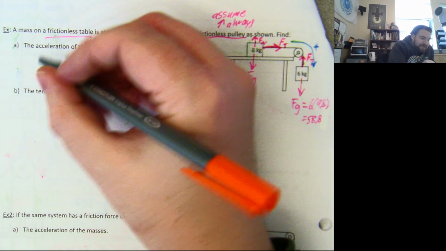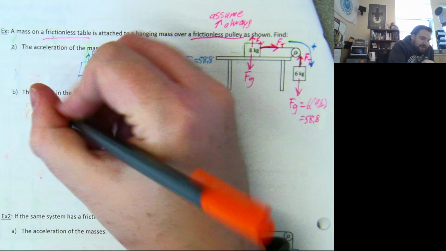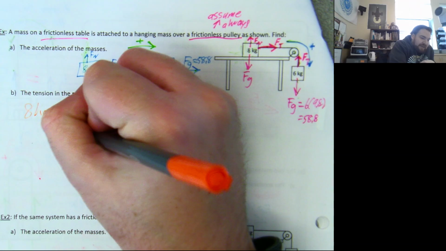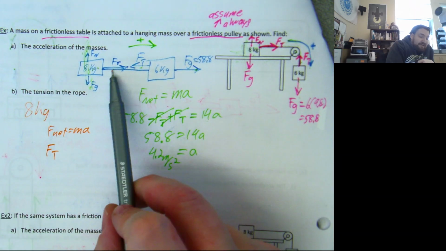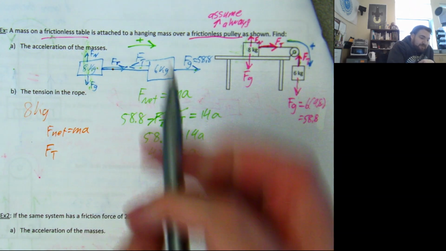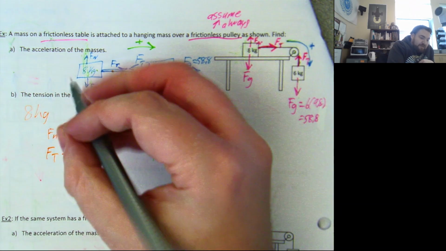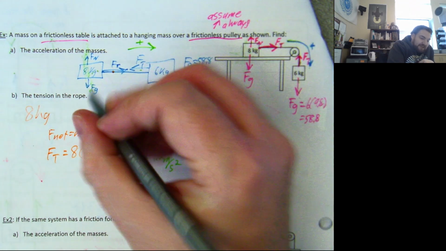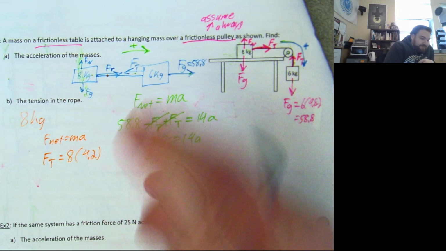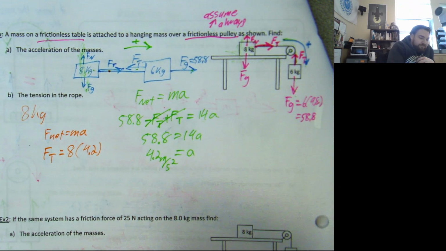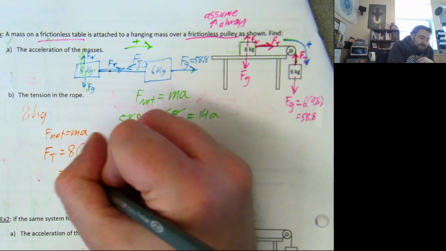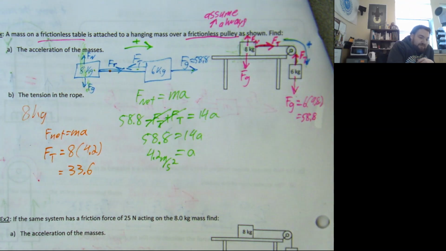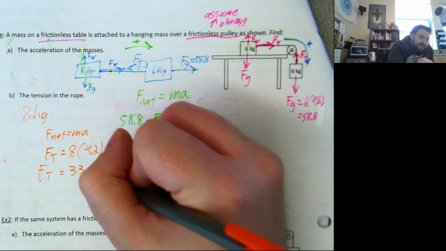Do the 8. Okay. So if we look at the 8 kilogram block then, if F net equals Ma, Ft is acting to the right. It's the only thing acting in the direction of motion. So that's going to equal 8 times 4.2. 8 times 4 is 32. 8 times 0.2 is 1.6. You're going to have a tension force of 33.6 newtons.